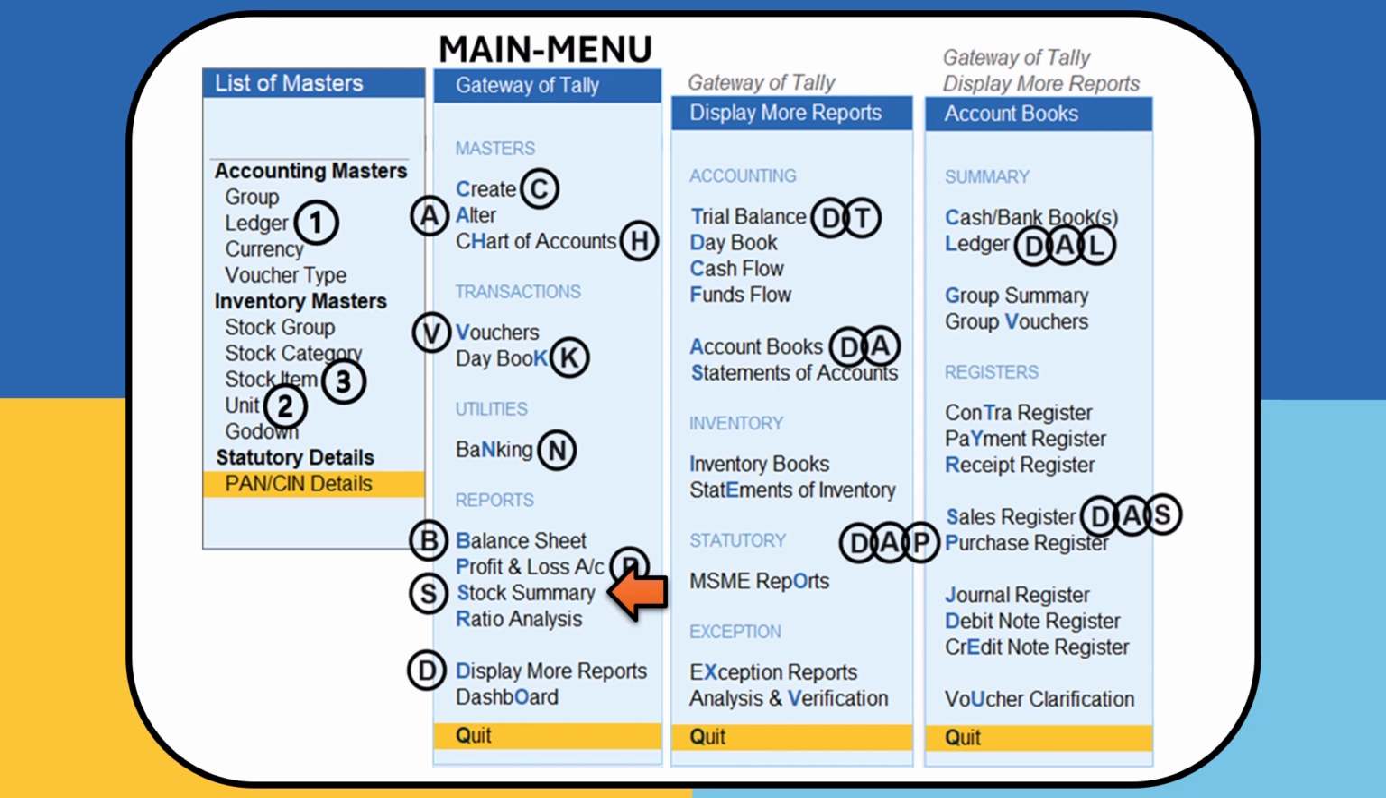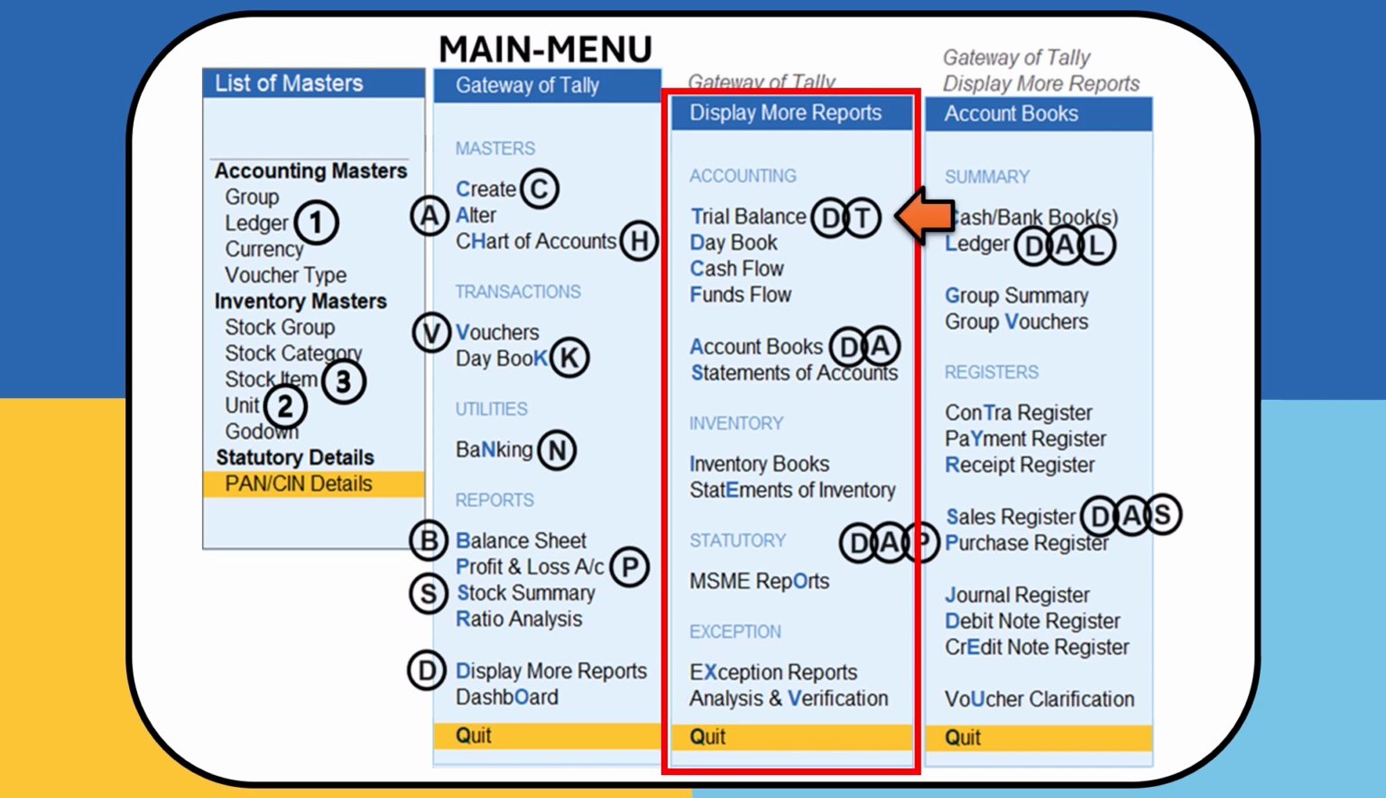In our business, we purchase various types of items and sell them over time. At any given point, we may need to check the stock balance. In Tally Prime, the stock summary report helps us track the available stock, providing real-time data on quantities and valuations. The shortcut for the same is S. Then the next option is Display More Reports. On selecting this, we get a sub-menu.